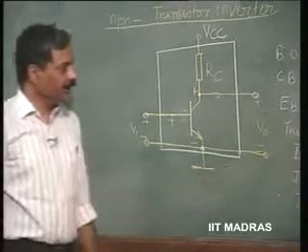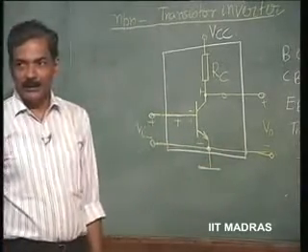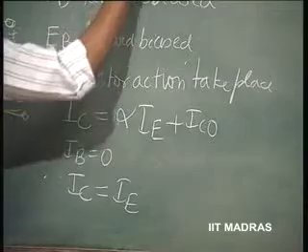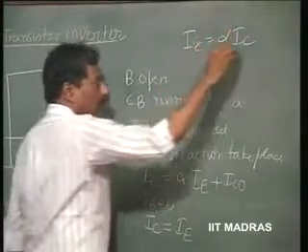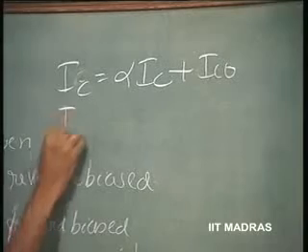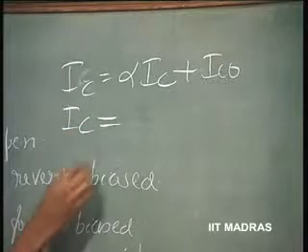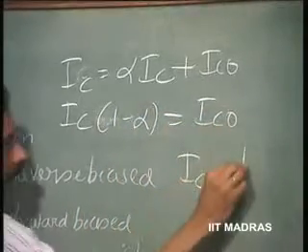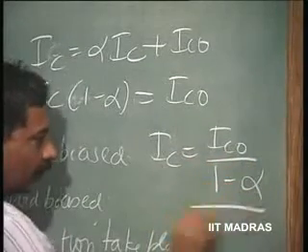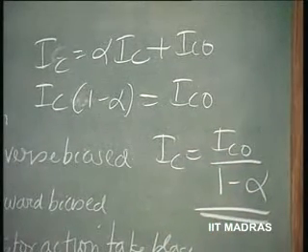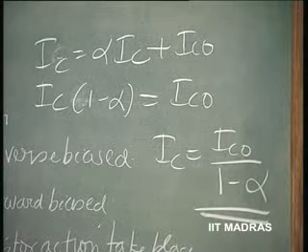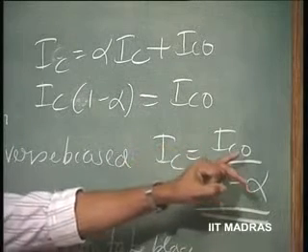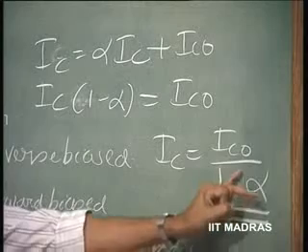If that is the case, then you have a very interesting thing happening here. Under this kind of biasing arrangement, we have IC equal to IE, so replace it there. IC equals alpha times IC plus IC naught, or IC into 1 minus alpha equals IC naught, or IC equals IC naught by 1 minus alpha. So, there is a collector current flowing even though base is open, because of the leakage current, which is IC naught. Not only that, that is amplified by an extent of 1 by 1 minus alpha.